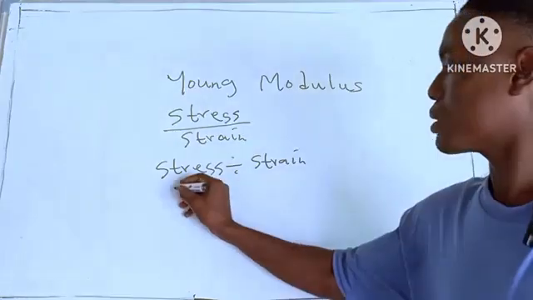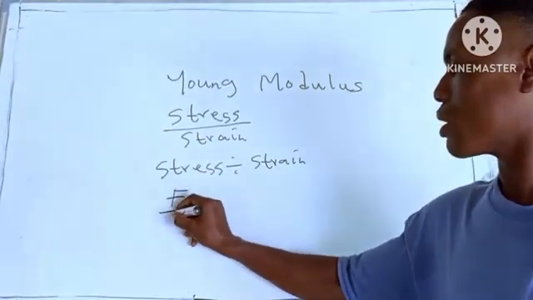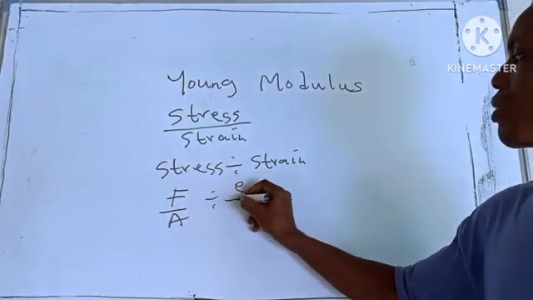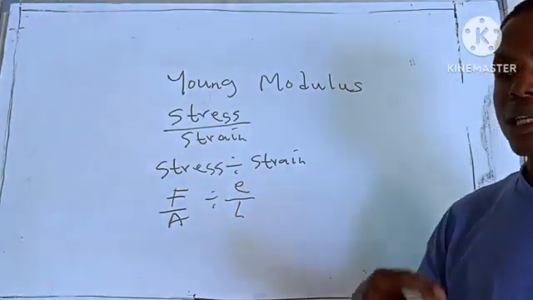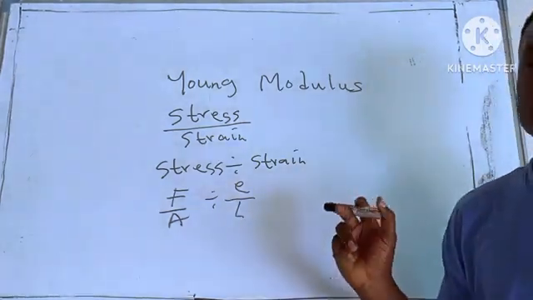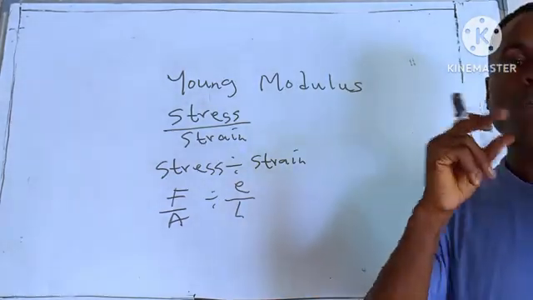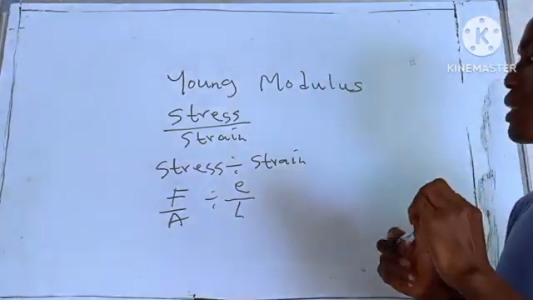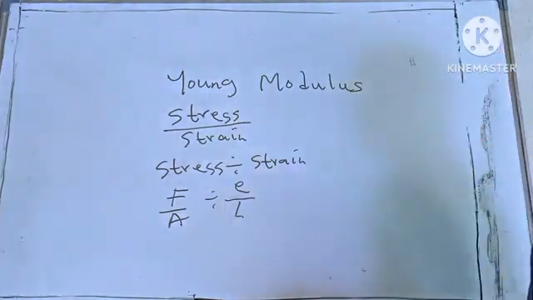So the formula of stress is force all over area. Okay, force all over area, then divided by, what is the formula of strain? It is e all over L. e stands for extension. Extension means extending something, increasing the length of a particular material. Let me use a rubber band. When we were small, we were playing with this rubber band, right? So when you are trying to extend that particular rubber band, we call it extension. You are increasing the length of that particular thing, right?